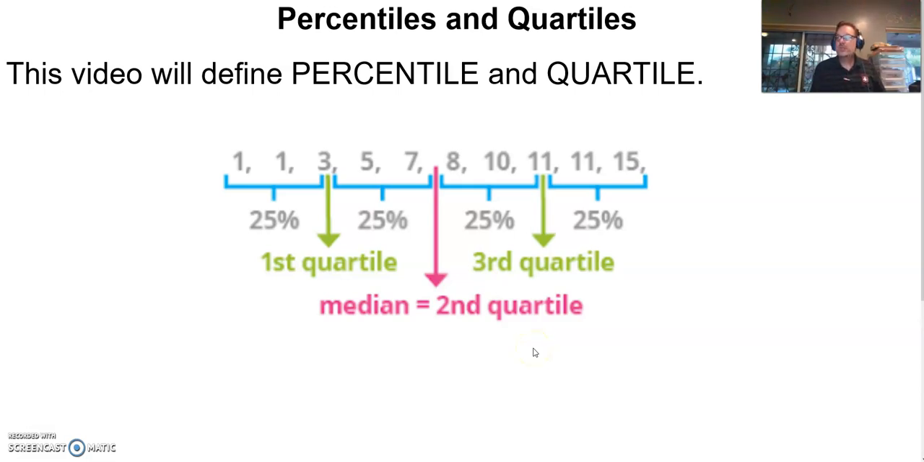Hey there, statisticians. In this video, we are going to define two terms: percentile. I had to delete the video and start over because I said percentages, and it's not percentages, it's percentile, and quartile. What are those terms?